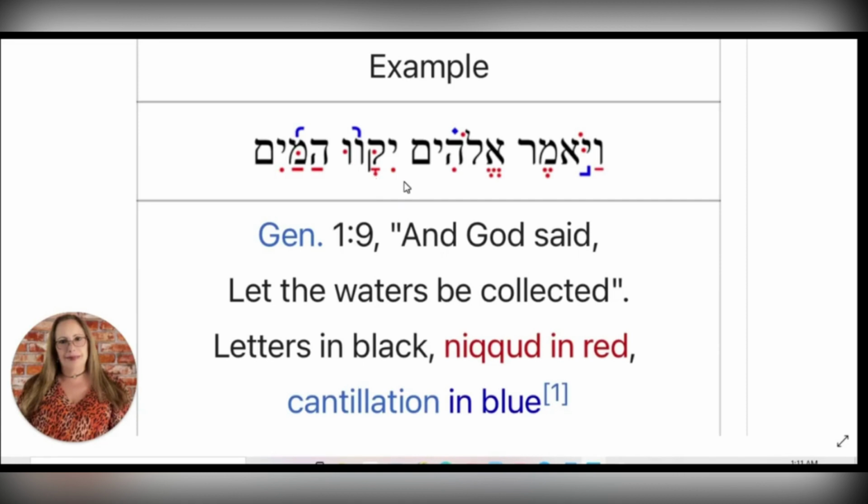Here are the cantillation marks, or the accent marks. These marks are very important for cantors, people that are singing in the synagogues. So I hope you enjoyed this lesson. And in our next lesson, I am going to show you how to use some of these accent marks.